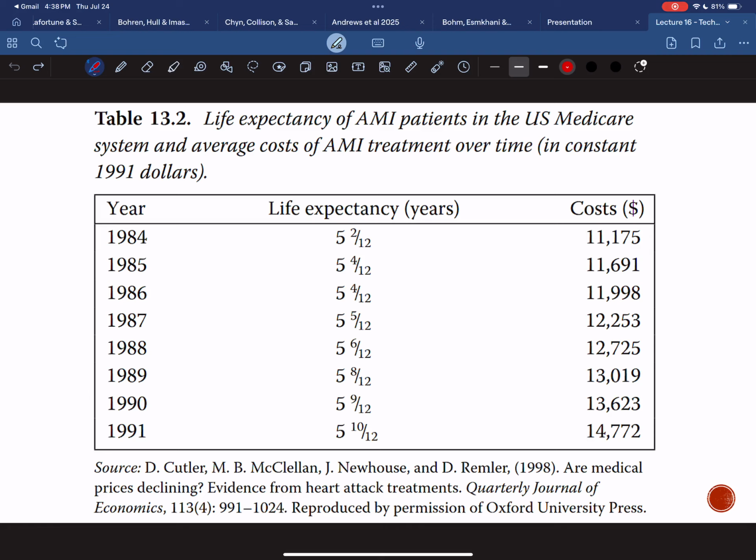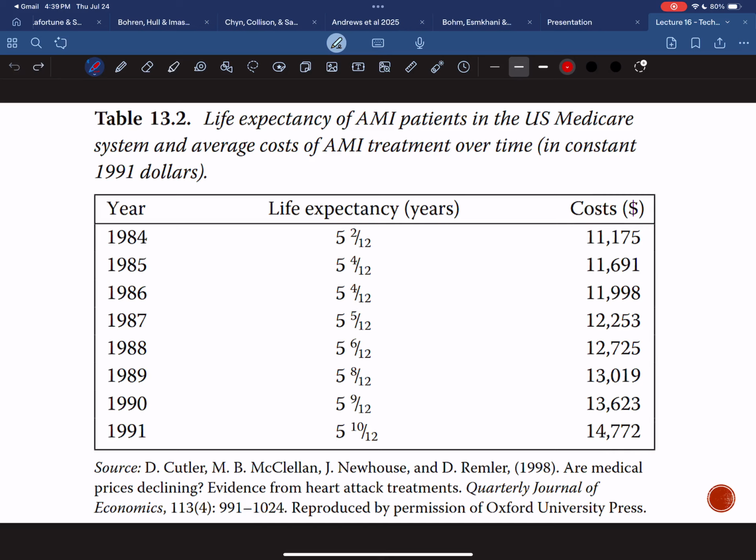Now, about half of that was due to overall improvements in life expectancy. Let's just say, for the sake of argument, that the rest of that is due to improvements in heart attack treatment. So that means you're getting about 4 more months of life on average from a heart attack treatment in 1991 than you were in 1984. At the same time, the cost of a heart attack treatment is going up a lot, right? Over 7 years, it goes from $11,000 to $15,000, right? That's a lot more money.